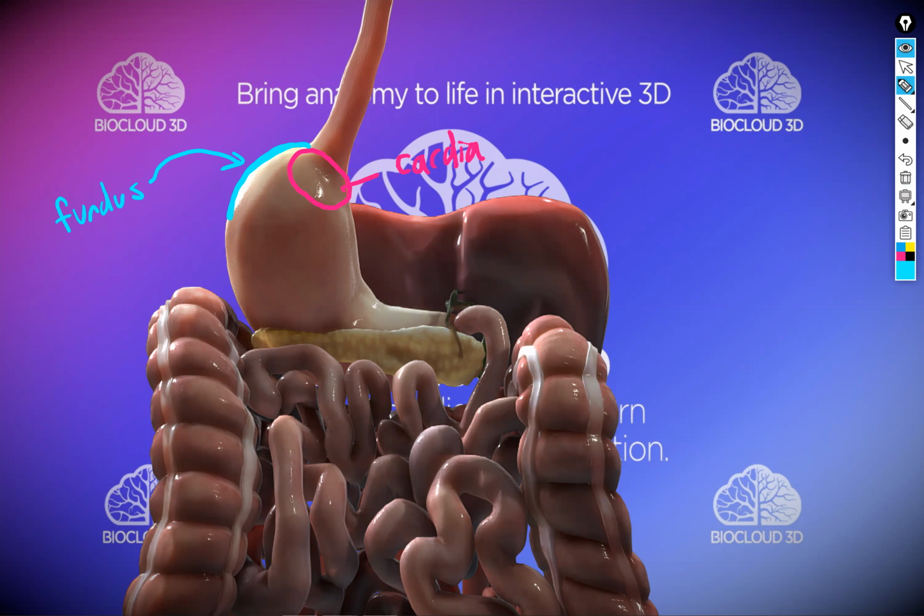And then the rest of the stomach, this sort of vertical region, is the body. And then what you'll notice is that right about here, it makes a turn. And the area after the turn, which I'm going to sort of tilt the model for, is called the pylorus.